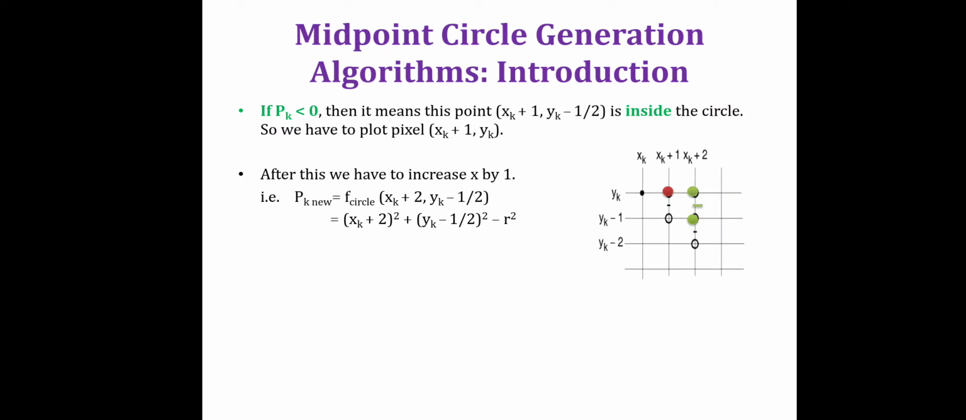Again for pk new, what will be the coordinate? xk plus 2 comma yk minus 1 by 2, right? Minus 1 by 2 for this dash. Dash is shown as a midpoint, right? For this midpoint it will be yk minus 1 by 2. So this is the equation of a circle if I am considering this as my first point. Okay, so this will be a new value of decision parameter.